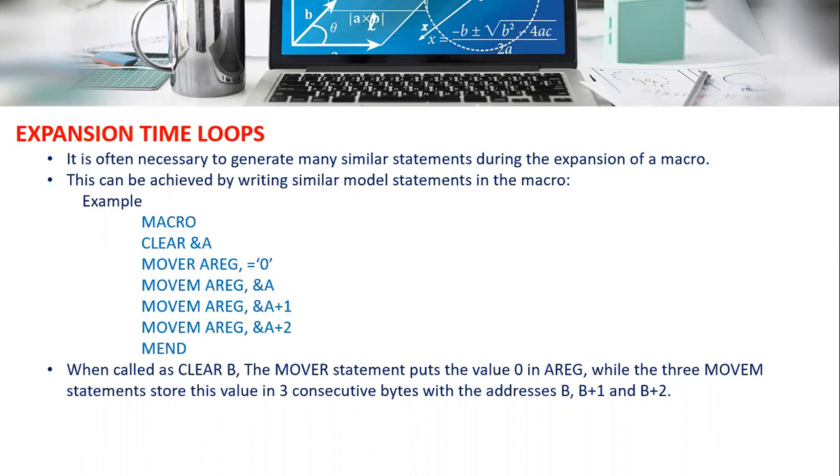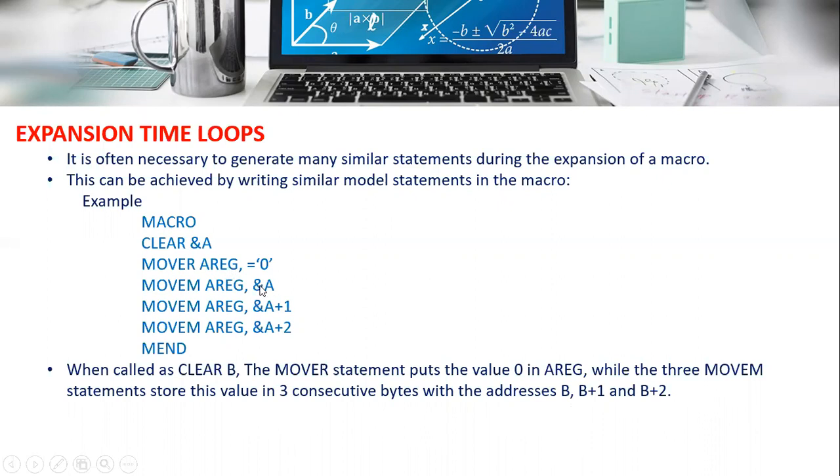Now this can be achieved by writing similar model statements in the macro. Those statements which come repeatedly, more than once, we can write into a single macro and we can call that particular macro. Here when we call CLEAR B, we call the macro. Here B is the actual parameter, okay, and A is the formal parameter. The MOVE R statement puts the value 0 in the A register, while the 3 MOVE M statements store this value in 3 consecutive bytes with the addresses B, B plus 1 and B plus 2.